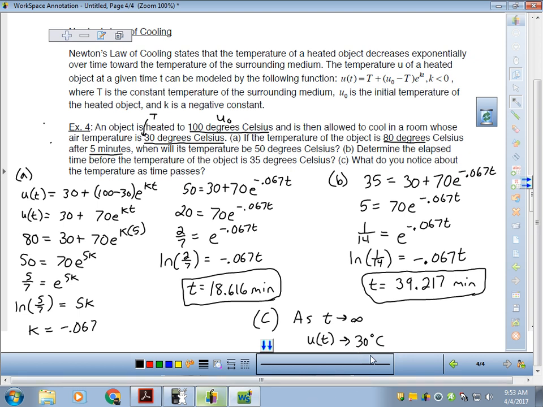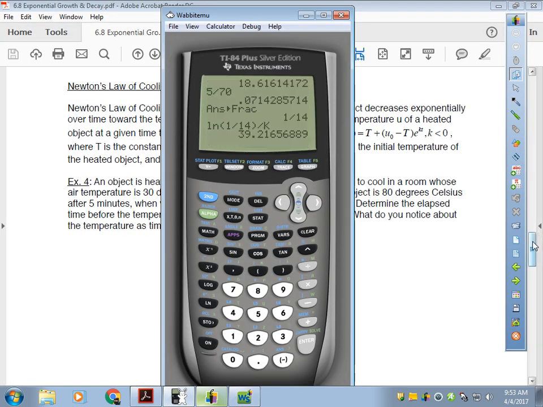Okay. It's never going to quite get to 30 degrees Celsius. It'll get really, really close, so close that we really can't tell the difference. But you know, it'll approach 30. It'll get closer and closer to 30. Okay, so that's Newton's law of cooling. It's not too bad.